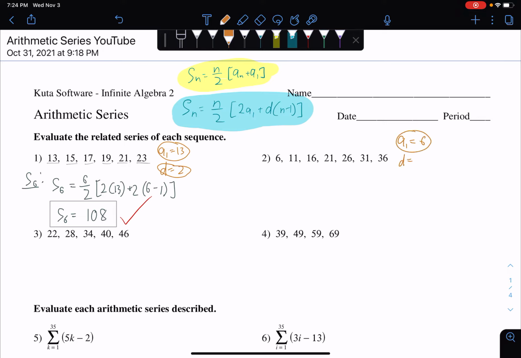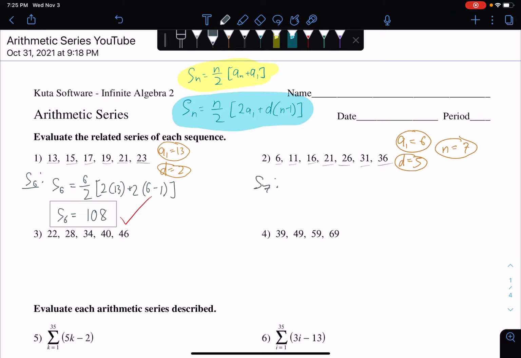So yes. Number two, our a sub 1 is equal to 6, and our common difference, subtract 11 and 6, we get 5. So in that case, how many numbers do we have in the sequence? 1, 2, 3, 4, 5, 6, and 7. So what we're trying to find is S sub 7. And obviously, we can now say that n is equal to 7.